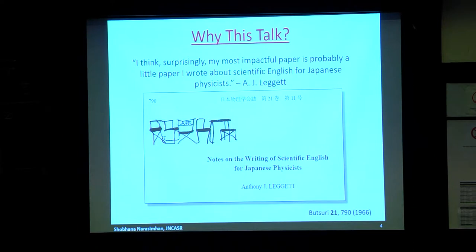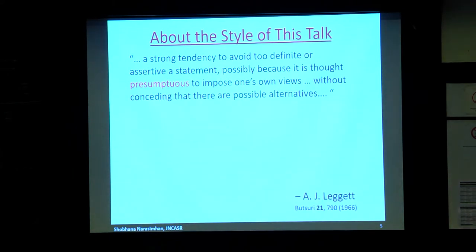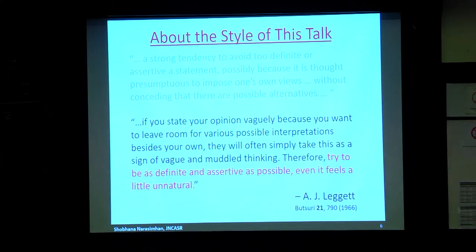So I was very happy with that solution till I went back and read Professor Leggett's paper and I saw this sentence there. It says that Asian authors have a strong tendency to avoid too definite or assertive a statement, possibly because it is thought presumptuous to impose one's views. This was obviously what was prompting me to have this format, without conceding that they're plausible alternatives. And it said, if you state your opinion vaguely because you want to leave room for various possible interpretations besides your own, they will often simply take this as a sign of vague or muddled thinking. Now, I don't want you to think of me that I'm a vague or muddled thinker. So therefore, try to be as definite, as assertive as possible, even if it feels a little unnatural. Now, there are multiple reasons why it feels unnatural to me. We can discuss this later over dinner if you like.